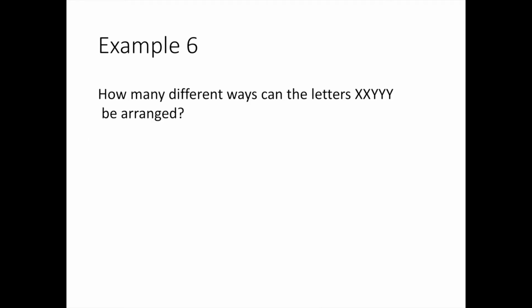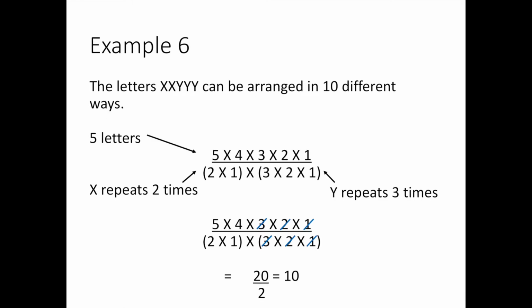Let's have a look at another example of this type of question. How many different ways can the letters X, X, Y, Y, Y be arranged? There are 5 different letters, so in the numerator you do 5 times 4 times 3 times 2 times 1. Now you put the repeating letters in the denominator, so the X repeats twice, so you include a 2 times 1. The Y repeats 3 times, so you include a 3 times 2 times 1 in the denominator.